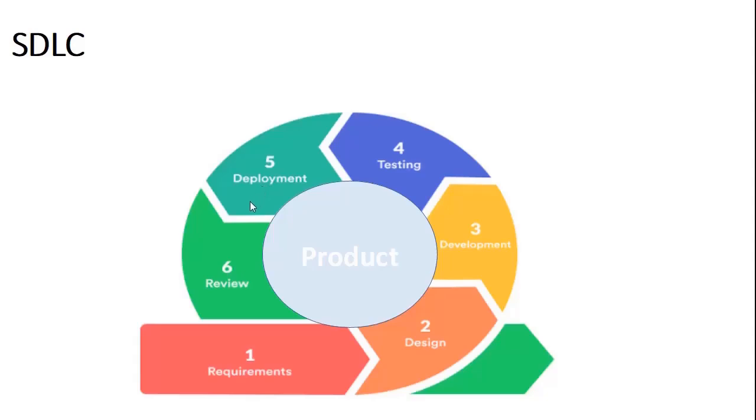Once you are done with the deployment, the client will actually use that website and check everything in it, and he will get to know whether everything is fine as per his requirements or not. Then the review will start. Then the project ends. So every project development starts with these 6 important phases: requirements, design, development, testing, deployment, and review. These are all the different phases.